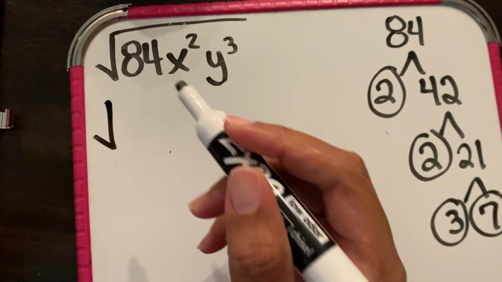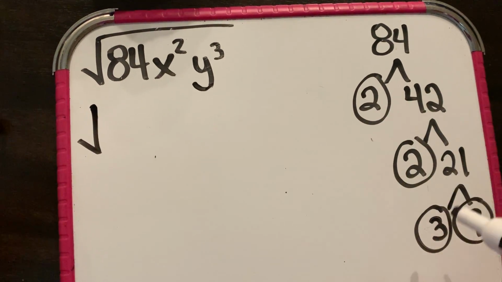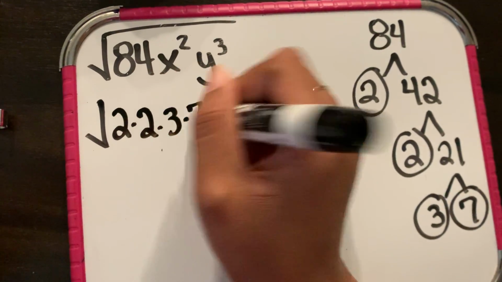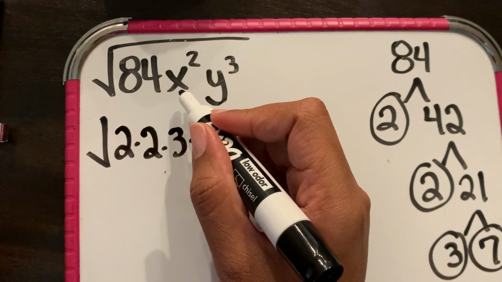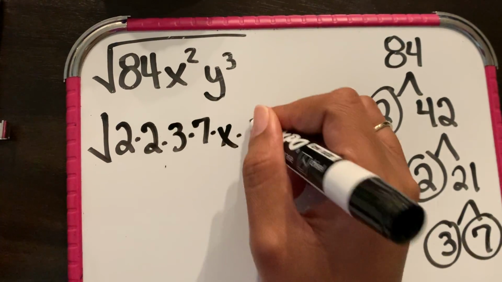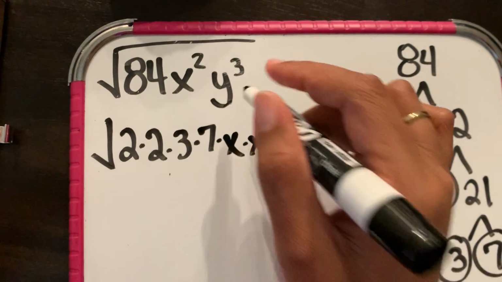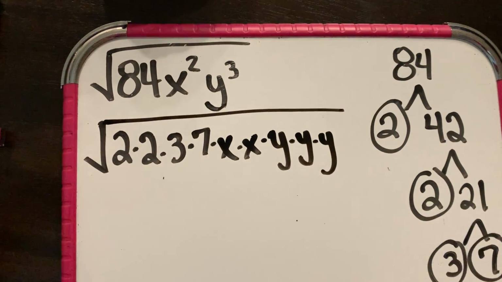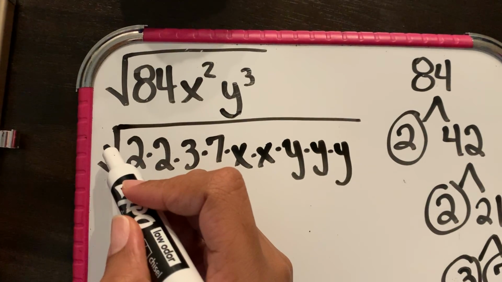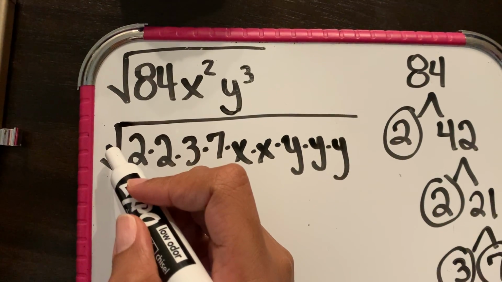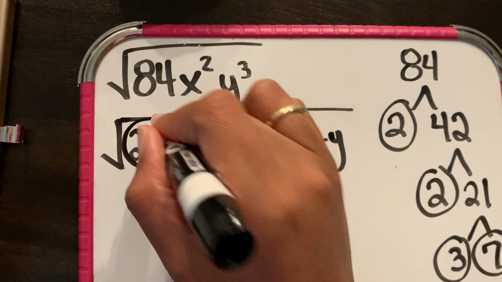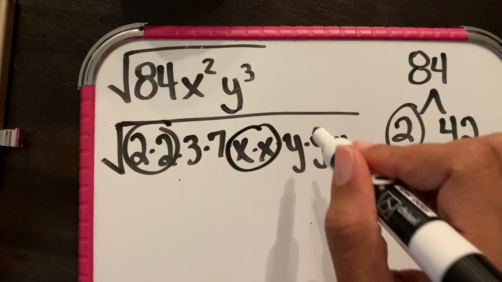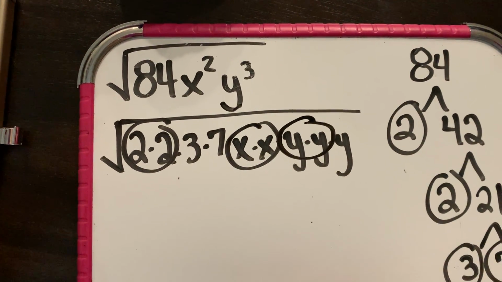I'm going to replace 84 with this prime factorization: 2 times 2 times 3 times 7. The prime factorization of x squared would be x times x. And the prime factorization for y cubed would be y times y times y. There's an imaginary index of 2 here, which lets me know that I need groups of 2. So I do have a group of 2 right here. I have a group of 2 x's. I have a group of 2 y's, and that's it.